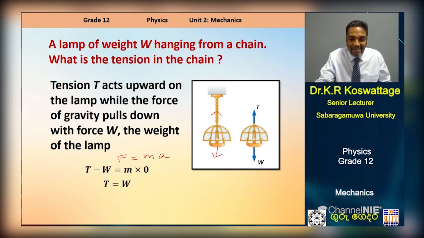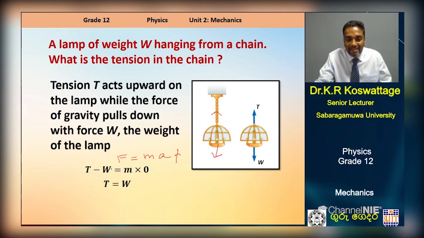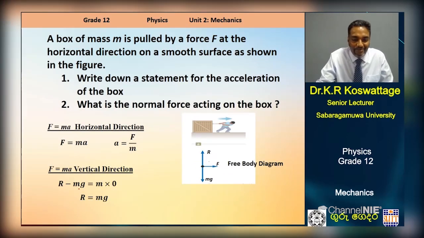In this case it is in equilibrium, so no motion, of course, and no acceleration. So we write F equals ma in this direction, and then T minus W is equal to m times 0, because there is no acceleration. Then T is equal to W in this case. So you have to find the tension in the chain. The given value is W, so you can easily find this. So let's move to question number 2.